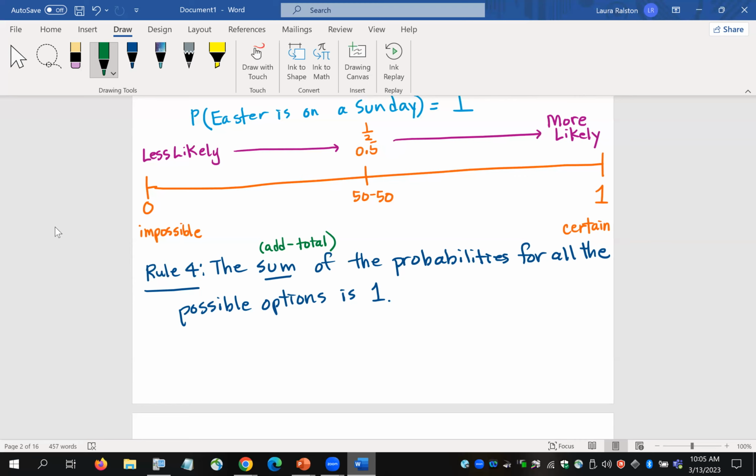Think about the idea of flipping a coin. Again, we know when we flip a coin that we're either going to get a head or we're going to get a tail.